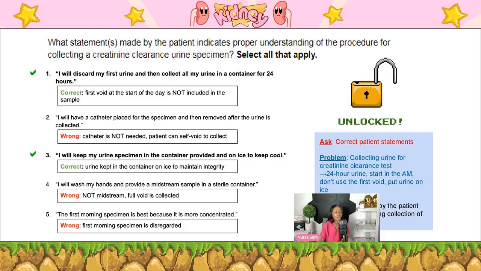Great job. And then 5 is wrong. It says the first morning specimen is best because it is more concentrated. That's not true. The first morning specimen is actually disregarded because it's considered, was it contaminated? Something about the first stream or the first void not being included. And it's not because it's more concentrated. That's probably why it's excluded.